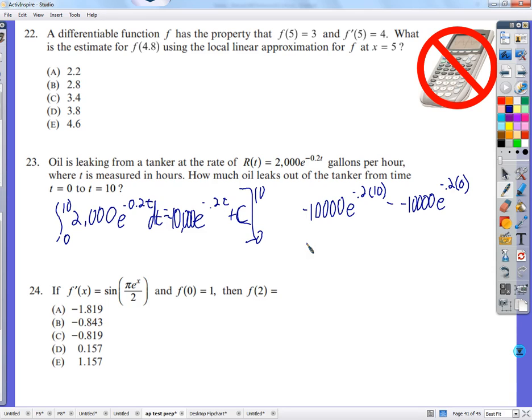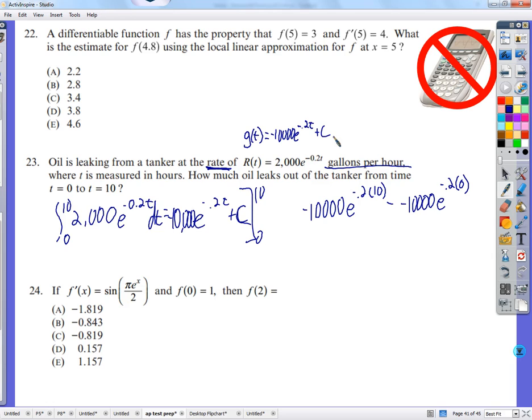Hey, so I have a question. So the rate one right there, is that the antiderivative or is that the derivative? This one? Yeah. So this is saying that oil is leaking from a tanker at a rate of r, which implies it's the derivative of some function. Since this is the rate of change of gallons per hour, it must be the derivative of something that tells us how many gallons are present at a given number of hours. So we can call that function g of t, the one that tells us how many gallons there are at any time. So that function is negative 10,000 times e to the negative 0.2 t plus some constant that we don't know.